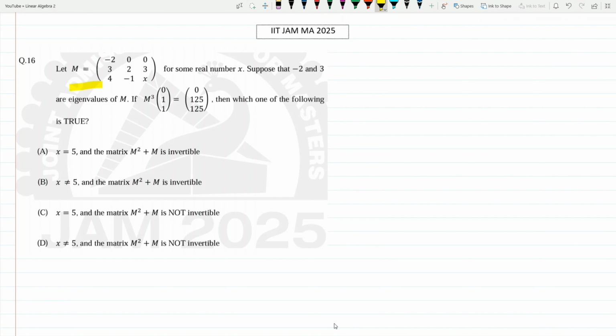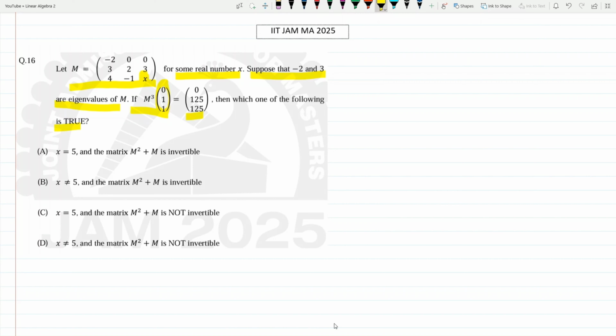So once again, we are having a matrix M and it has an unknown x, which is some real number. And it is stated that negative 2 and 3 are eigenvalues of M. If M cube times the vector (0, 1, 1) is equal to the vector (0, 1, 2, 5) and (1, 2, 5), then which of the following is true? And we have got 4 options.